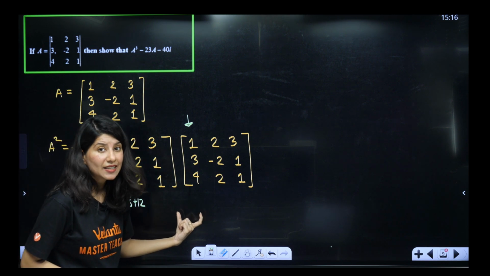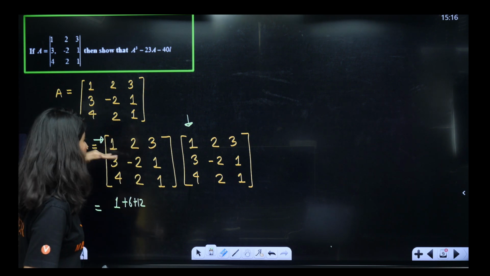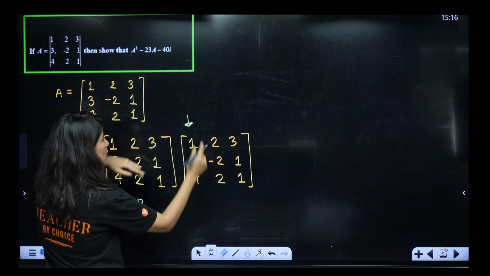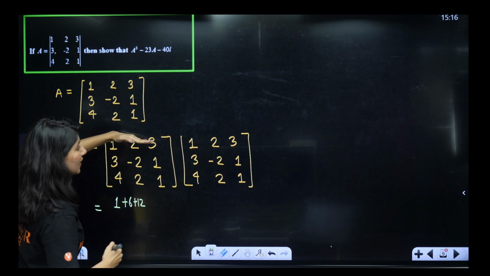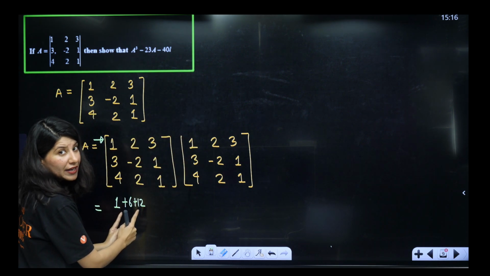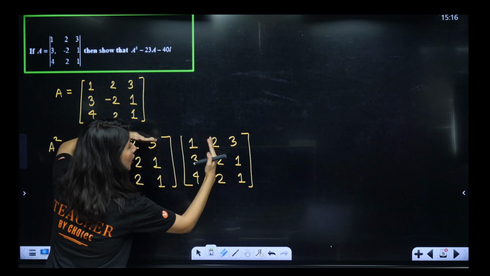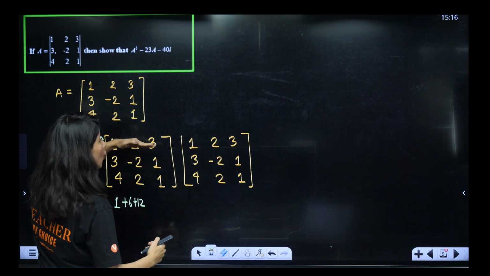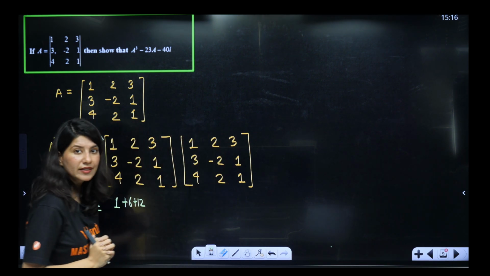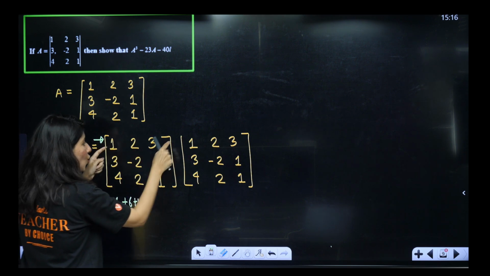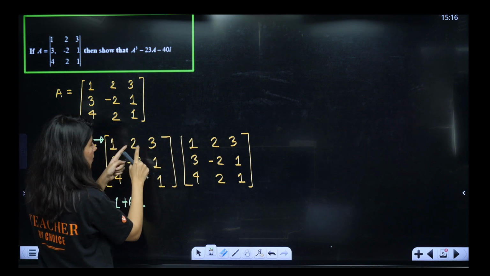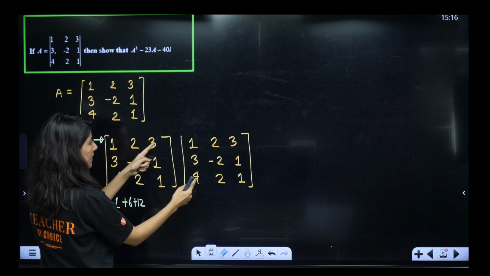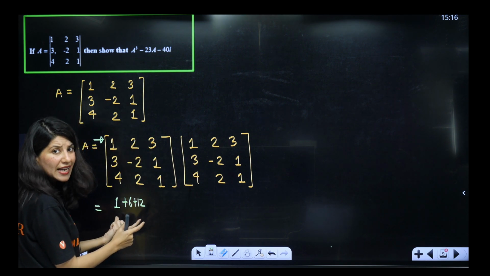Now, the second element. Row 1 is fixed. Row 1, column 1, you have to write it over here. Row 1, column 2, you have to write it here. Row 1, column 3, you have to write it here. Okay, let's do it. So, row 1, column 1: 1, then 6, then 12, written over here, it will be 19.